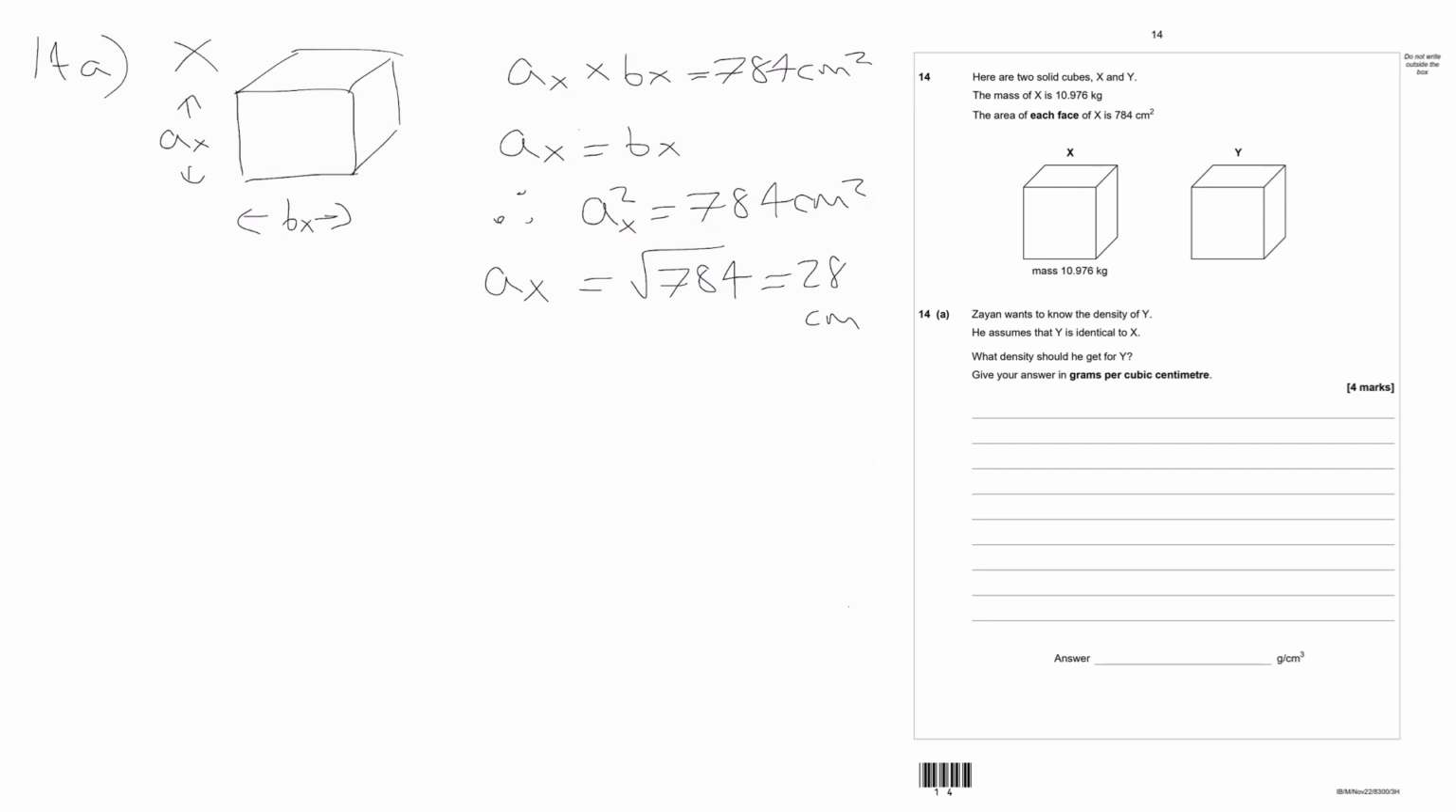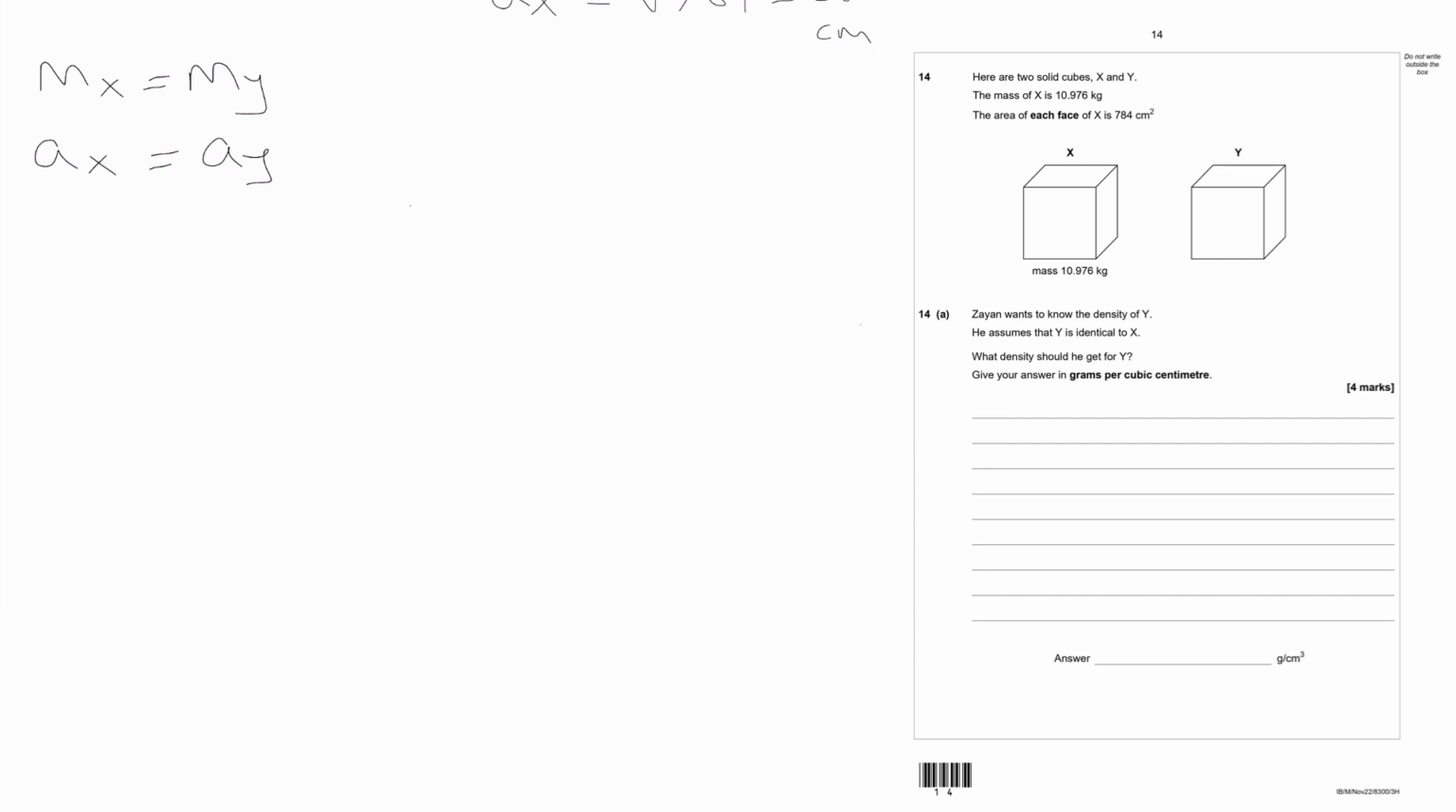So what we're assuming here is we're saying if x and y are identical, then what this means is the mass of x is equal to the mass of y, and the length of the sides of x is equal to the length of the sides of y. Now, we're asked here about the density of y. So let's just remember what the density is. The density is given by mass over volume.